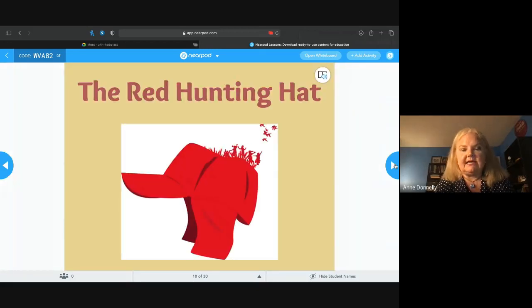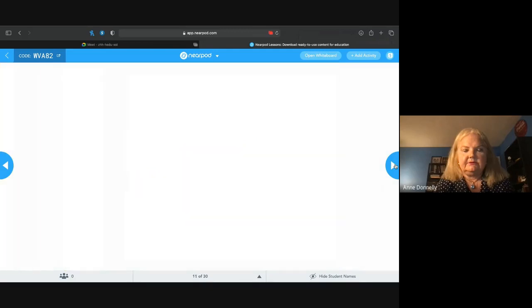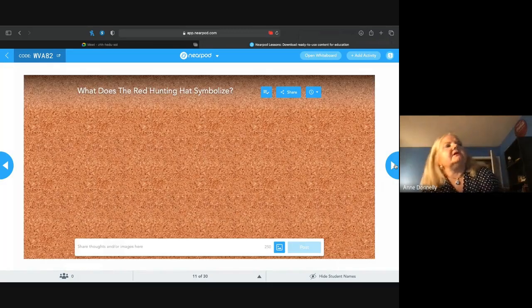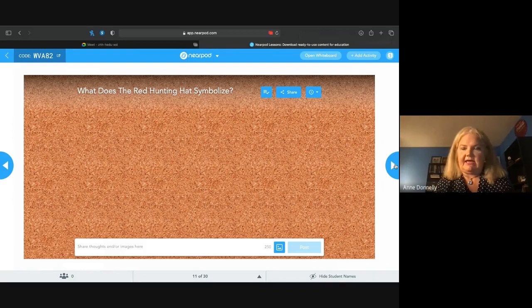So the red hunting hat, let's look at this picture. It has flaps, it's got a brim. So what do you think it symbolizes? Jordan, what do you think? Oh, I'm calling on you. You're not right or wrong. Yeah, he's trying to keep warm with it. Yes, it's a very warm hat, but there's something more to this type of hat, all right?